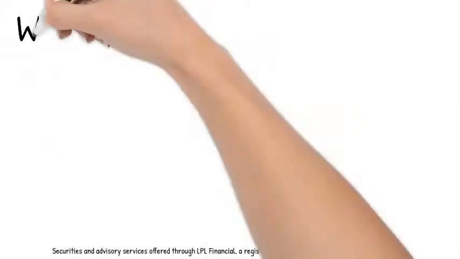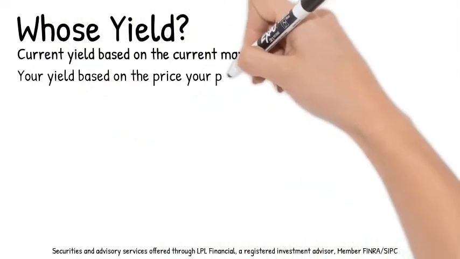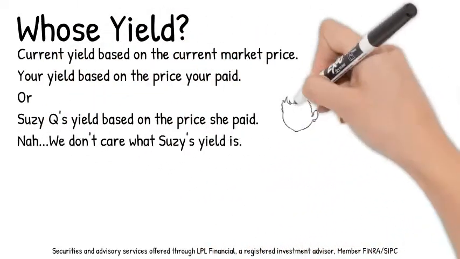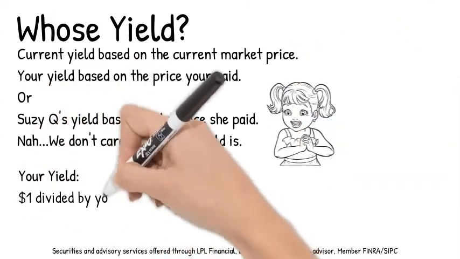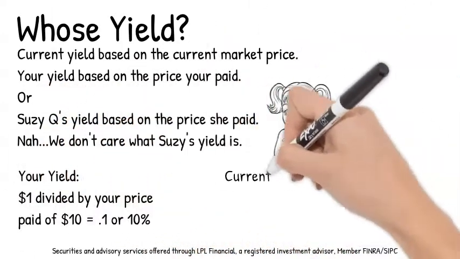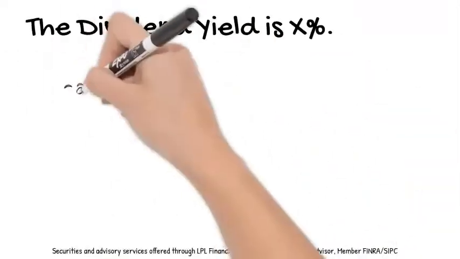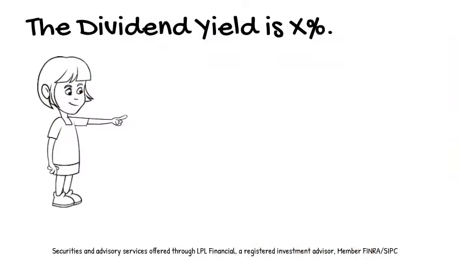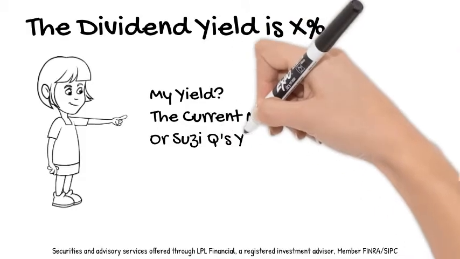Well, that depends on whose yield you're calculating, the current yield or your yield. Current yield is based on the current prevailing price of the stock, whereas your yield is based on the actual price that you paid for the stock. If you pay $10 a share, then you're getting 10% yield on your investment costs. The current market price of Widgets for All is $50, so the current yield then is 2%. You have to know what is being calculated. To just say that the dividend yield is X percent doesn't really tell you anything. Is that my yield, or is that the current market yield, or is that Susie Q's yield? Who knows?